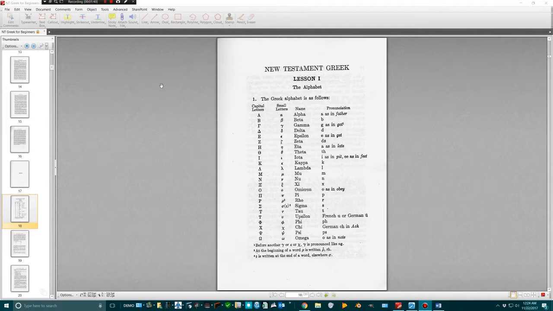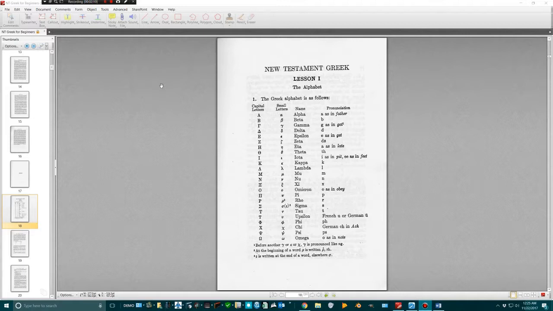Next letter, it looks like a lowercase n in the English, but it's not. This is an eta. Eta. It looks like an N, but the front toe goes below the line, and it has an A sound as in late. Next letter is theta. Theta has a TH sound to it.